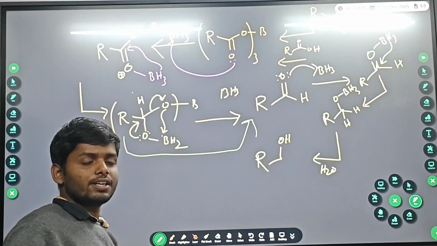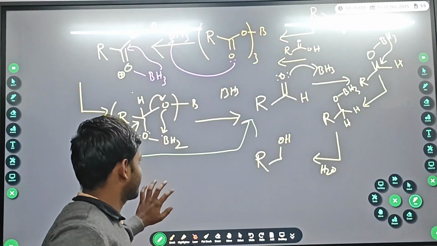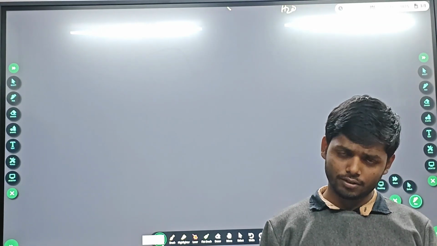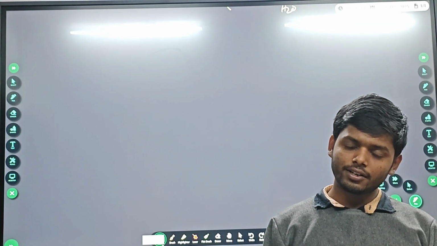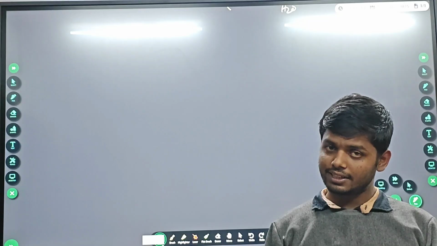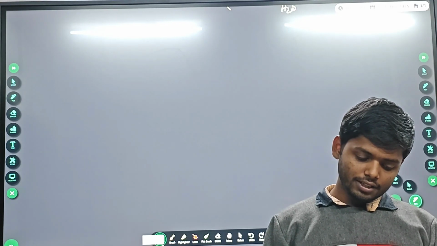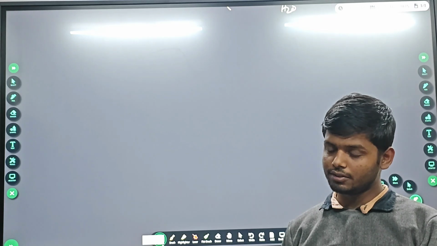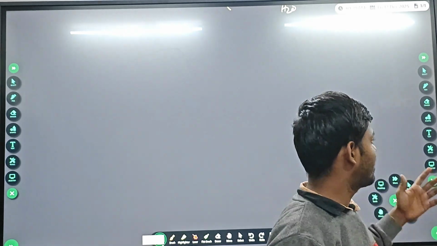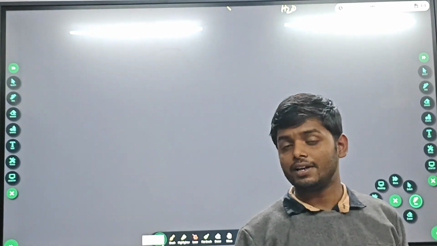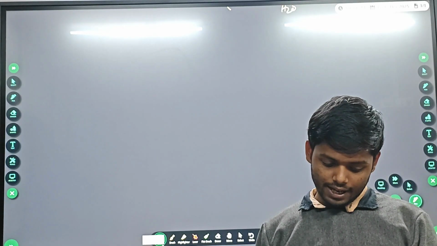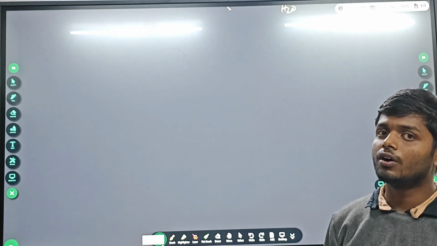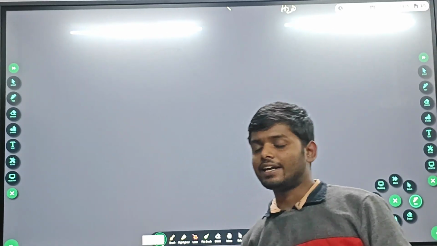If we summarize what we have understood: sodium borohydride will do aldehyde and ketone reduction to alcohol. Lithium borohydride does aldehyde, ketone as well as ester. Lithium aluminum hydride does these three also, ester, aldehyde, ketone, but there is also amide reduction. And let's say not borohydride, let's say borane, BH3 will do only amide and acid.